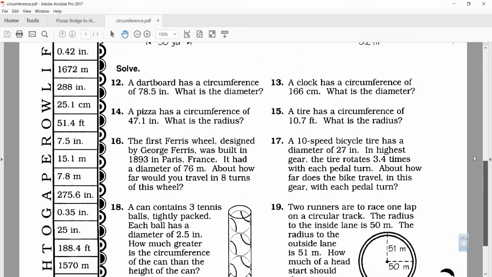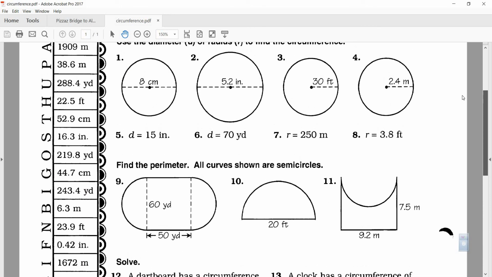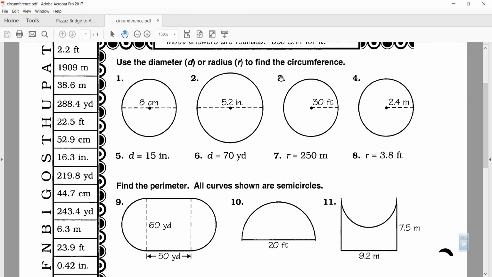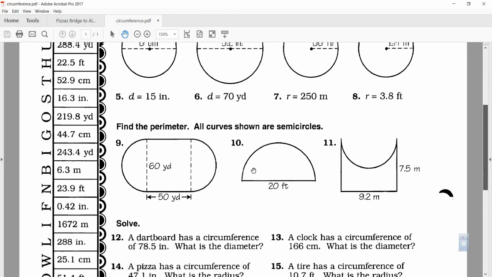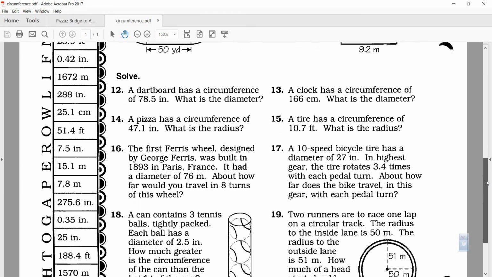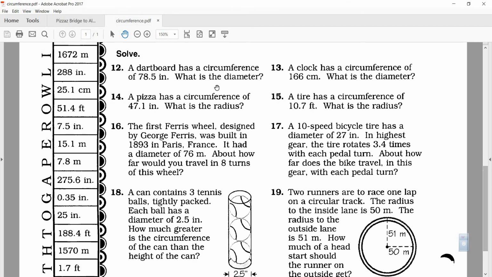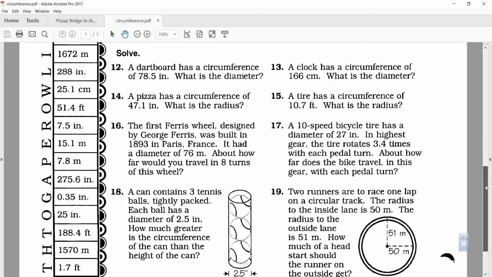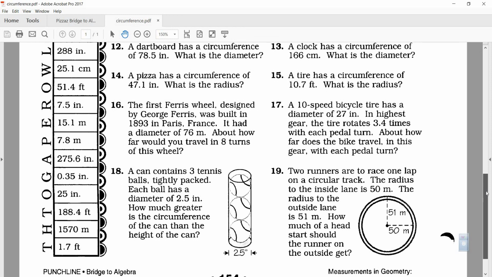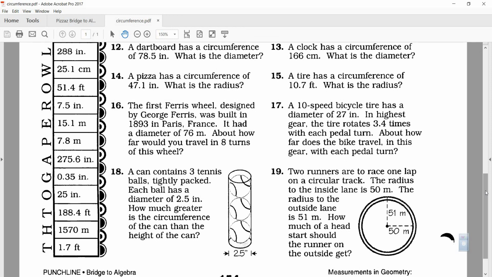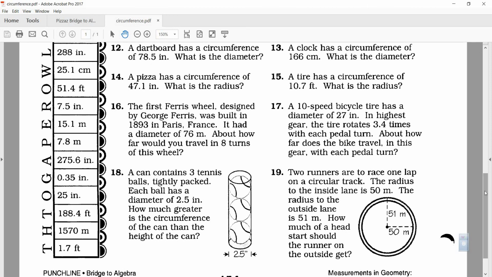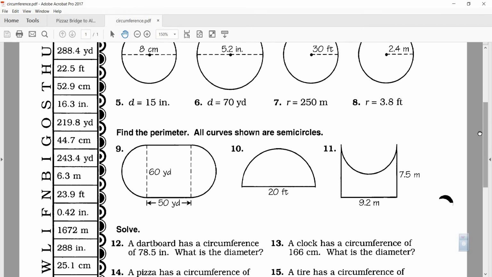All right. So we have this worksheet that we've now gone through where you find the circumference given the diameter, given the radius. We found some perimeters, which included some semicircles and some segments. And finally, we finished up with some problem solving where we had to find the diameter and the radius given the circumference, and then some just good old word problems that we were able to solve using radius, diameter, circumference, all the fun stuff that we've learned.